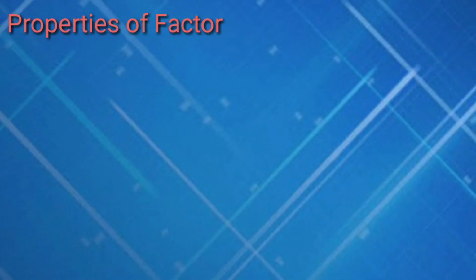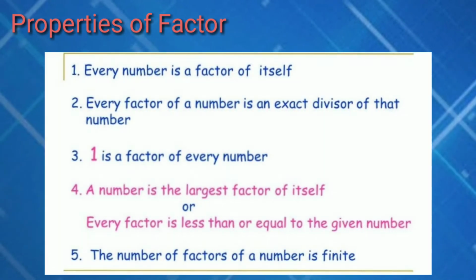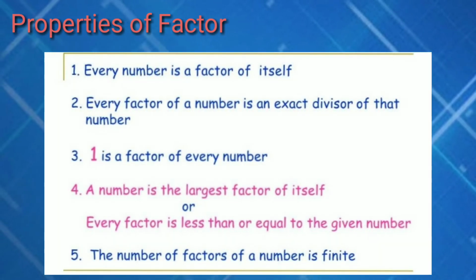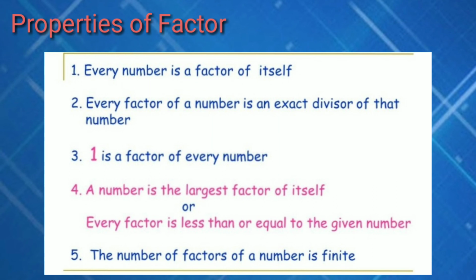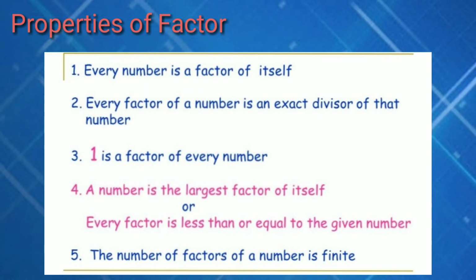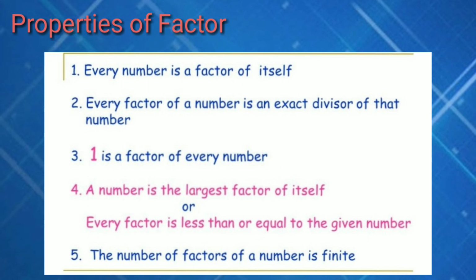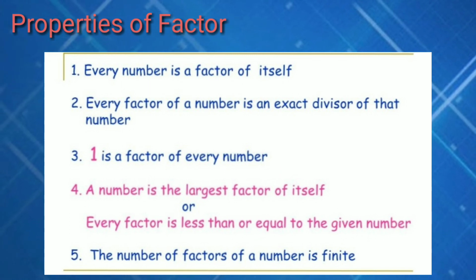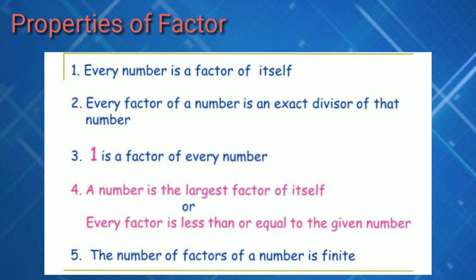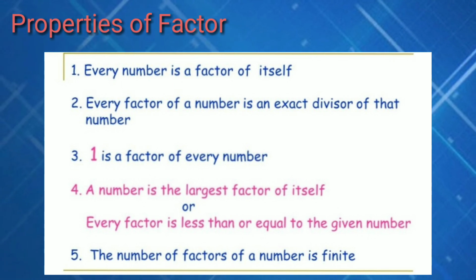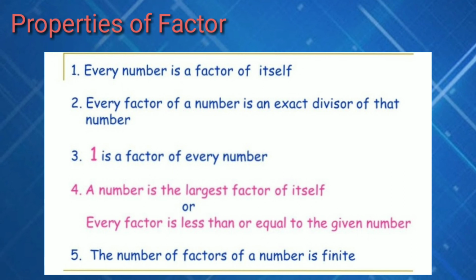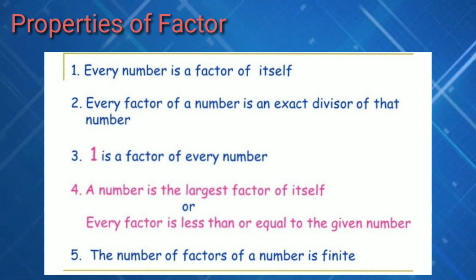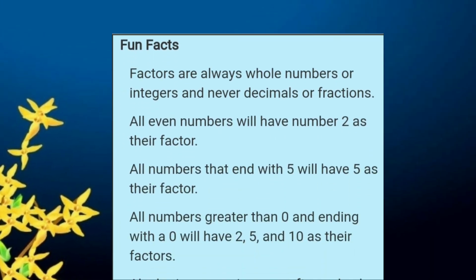Then we see properties of factor. Number 1. Every number is a factor of itself. 2. Every factor of a number is an exact divisor of that number. 3. 1 is a factor of every number. 4. A number is the largest factor of itself. Every factor is less than or equal to the given number. 5. The number of factors of a number is finite. Remember all these properties of factor. Some fun facts about factors are shown in the next slide. Read and learn.